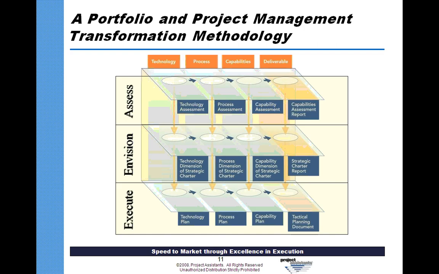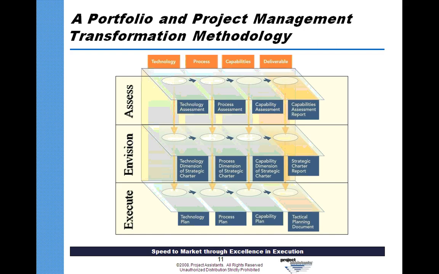In the middle tier, we see again strategies around technology, process, and people capabilities, resulting in some kind of a strategic charter, a scoping document, if you will, a project plan, a project for making project management and portfolio management better. And at the execution level, then we see something like a technology plan, a process plan, a capability plan, ultimately the plan to close the gap between the current state and future state.